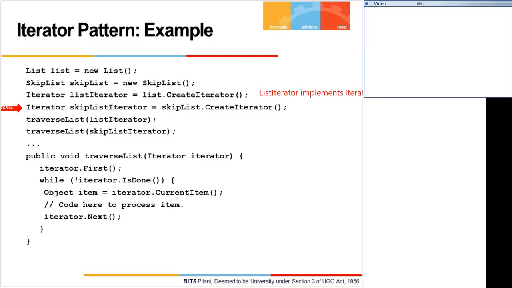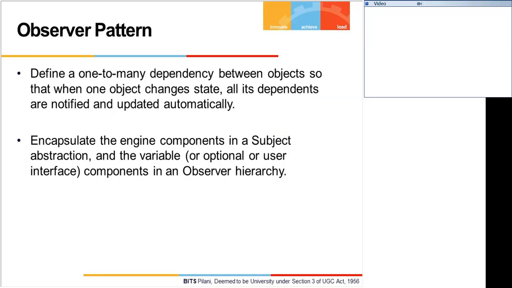Okay, let us move ahead to the last design pattern for the day, which is the observer pattern. The observer pattern is also a behavioral pattern. It defines a one-to-many dependency between objects, so that when one object changes state, all its dependents are notified and updated automatically. There is one subject, which is called the observable, and it is also called a subject. And there are many observers who attach themselves to the subject.